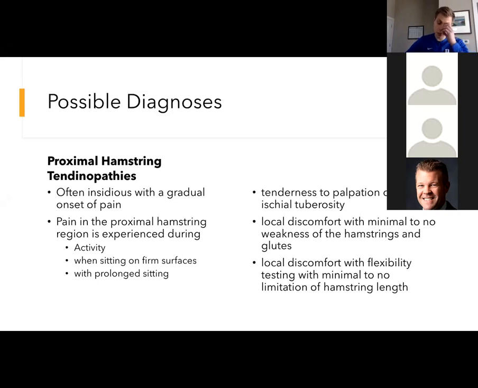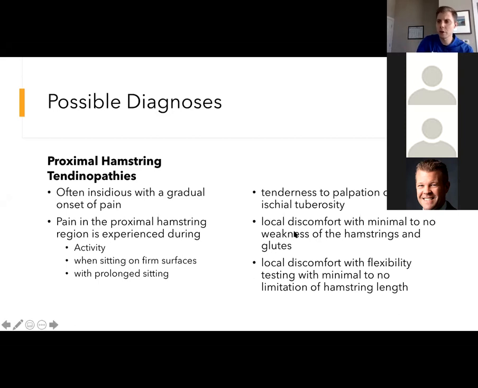Back when I worked in outpatient orthopedics, I would see this a lot with desk workers, people working in finance who were sitting for 12, 13 hours a day and weren't relieving that tendon, just pushing down on those sit bones, those ischial tuberosities.